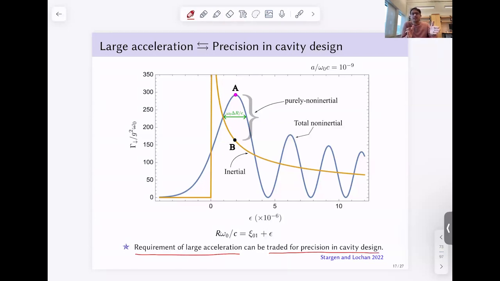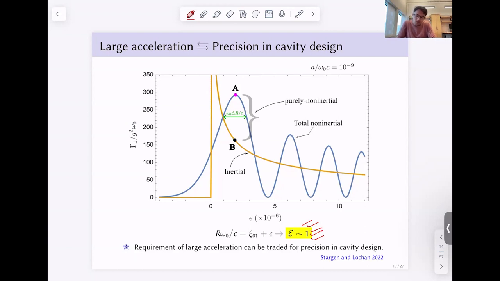So if you can design a cavity to a certain precision, if you can specify its radius to a certain precision, then you can correspondingly have stronger non-inertial effects at smaller accelerations. But it is also important to know that at max, you can have the strength of the purely non-inertial effects of the order of the inertial effect itself. So this calligraphic E, the relative strength that we have defined, at max will be of the order of one.